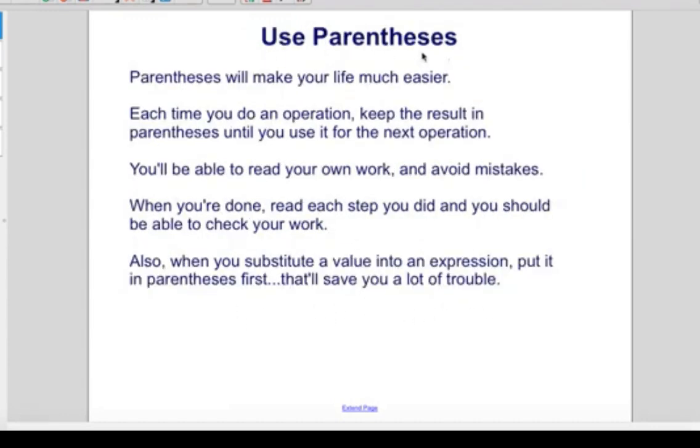Use parentheses. Parentheses will make your life much easier. Each time you do an operation, keep the result in parentheses until you use it for the next operation. You'll be able to read your own work and avoid mistakes. When you're done, read each step you did, and you should be able to check your work. Also, when you substitute a value into an expression, put it in parentheses first. That'll save you a lot of trouble.